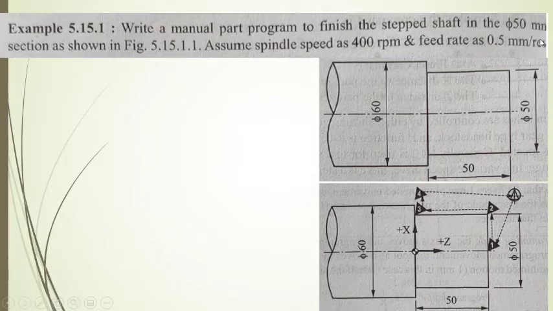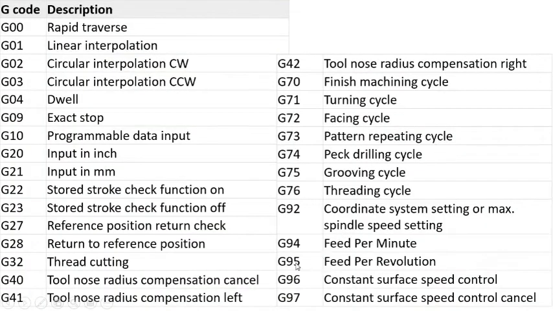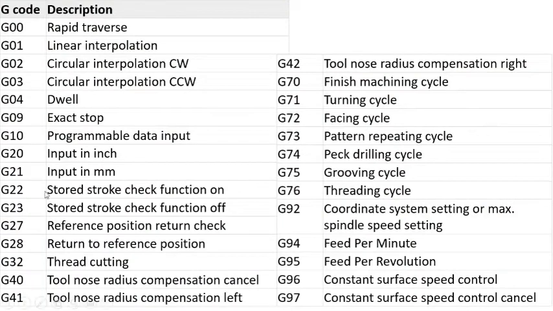Now we will try to find out the suitable G code available in the list to specify this particular feed rate. So feed rate is in millimeter per revolution, and here you can see G95 can be used to specify the feed in terms of per revolution. So G95 should be used. Also in the numerical, all the dimensions are given in millimeter. That is why we need to use the code G21, which indicates the dimensions are in millimeter.